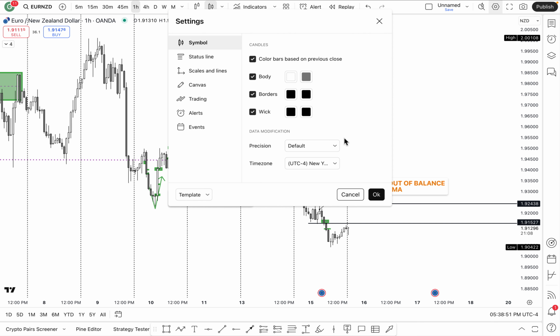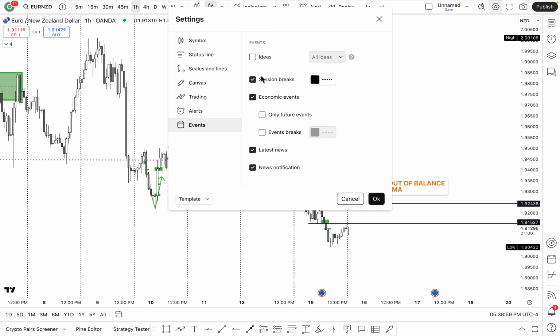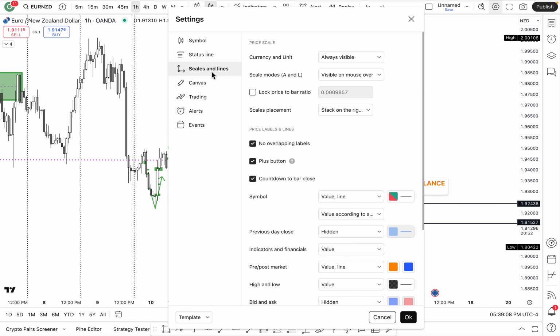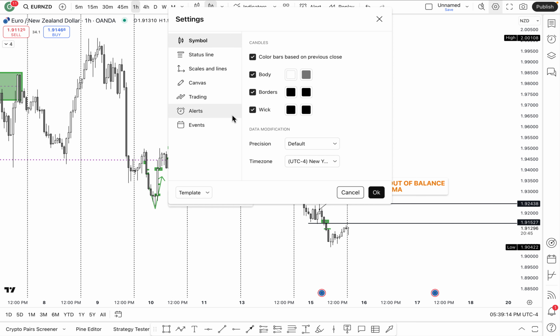Set up your chart. Your time zone should be UTC New York. It will appear here. Your on event session break should be on. It separates each day, each trading day, so session break should be on. Scales and lines, you don't need anything there. Basically you just have to set up your candle and your background to look like that of Stacey's.